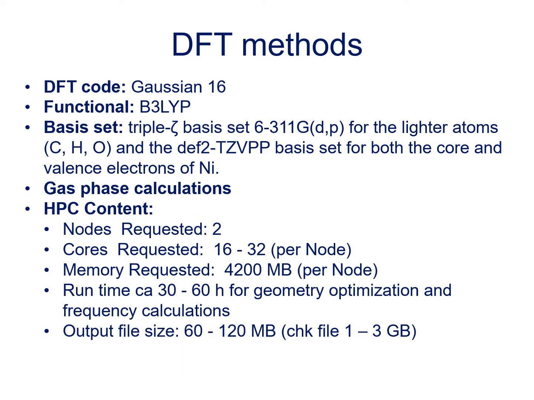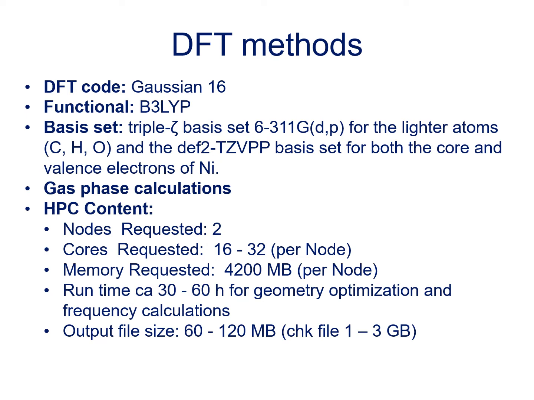For the DFT method, Gaussian 16 was used with the Becke 3-parameter exchange functional. Basis sets used were the triple zeta basis sets for the lighter atoms such as carbon, hydrogen, and oxygen, and the Karlsruhe valence triple zeta with two sets of polarization basis set for both the core and the valence electrons of nickel. All calculations were done in the gas phase.